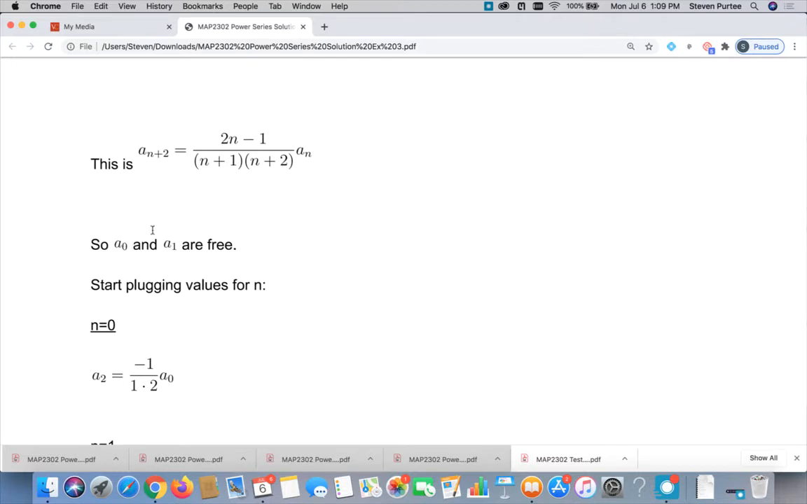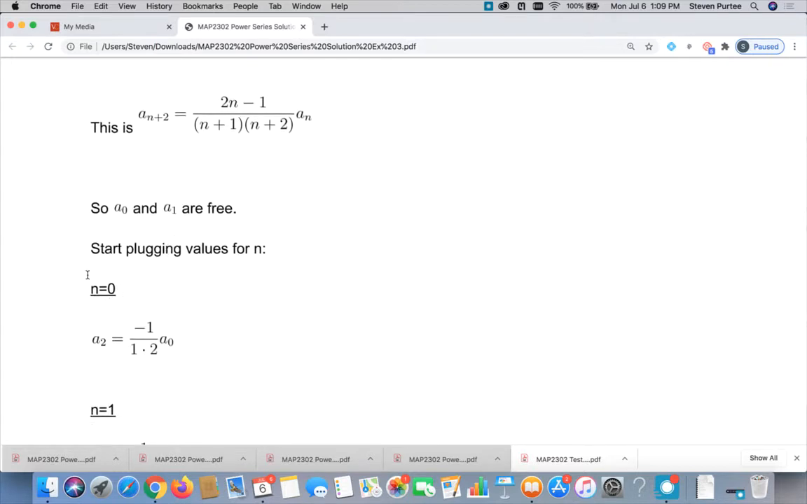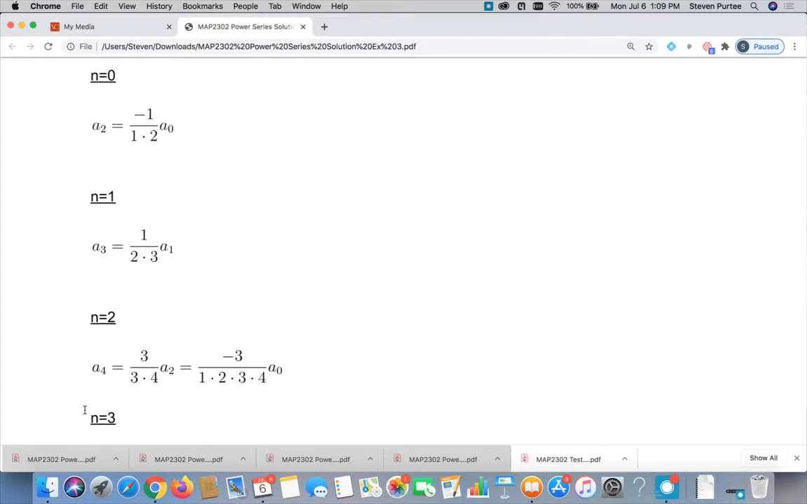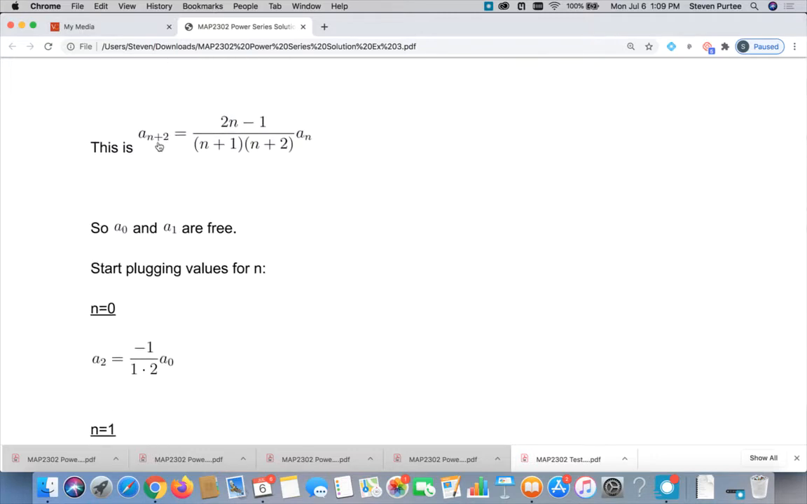Our first two coefficients are free. And now we start plugging in values for n, starting at 0. Remember, when I plug this in, it's not going to tell me the A0 term. When I plug in n equals 3, that doesn't tell me A3. I'm plugging in on both sides. So when I plug in n equals 0, that gives me A2 is related to A0. And plug in 0 for all the n's.